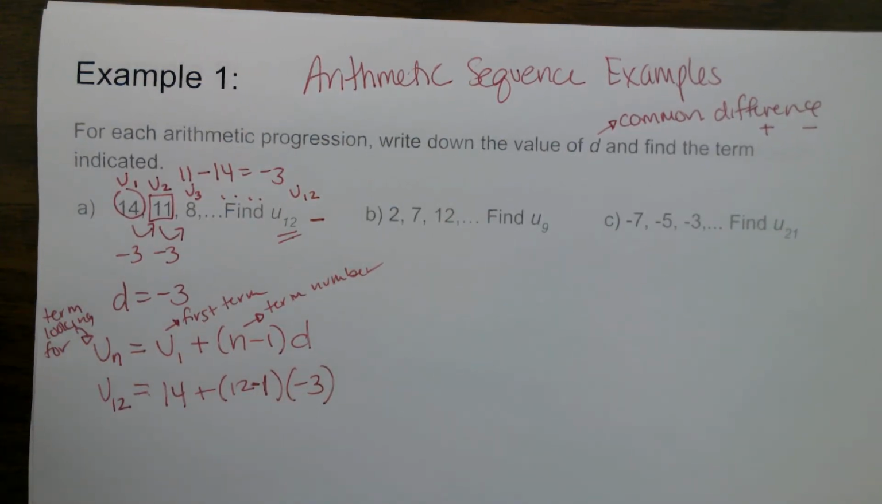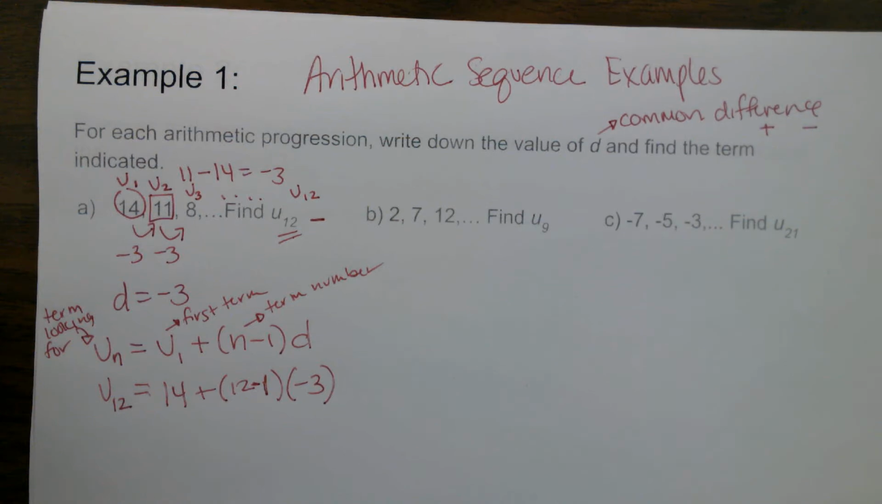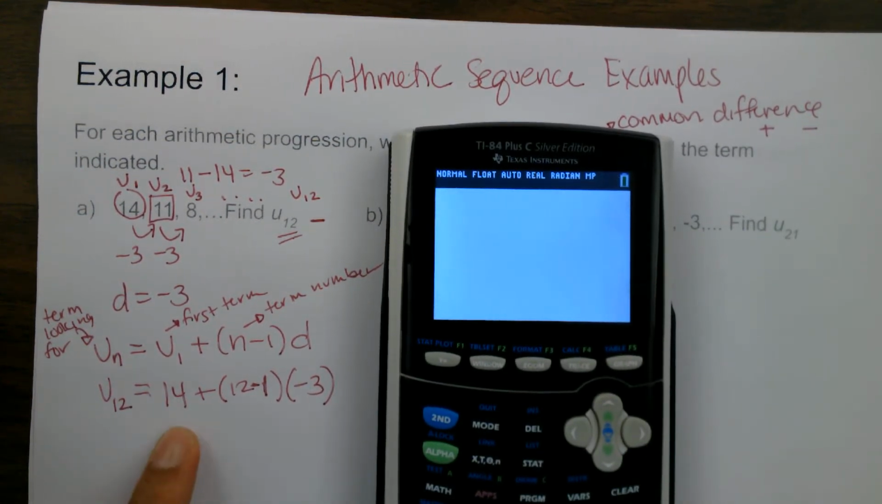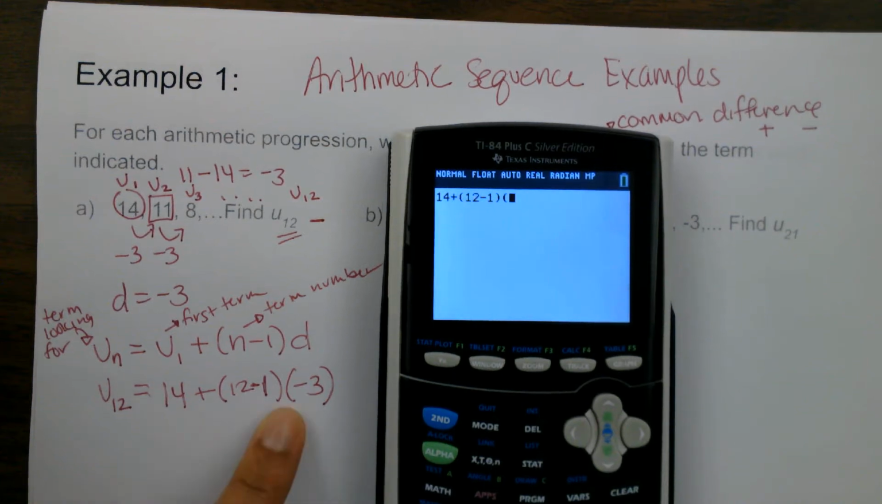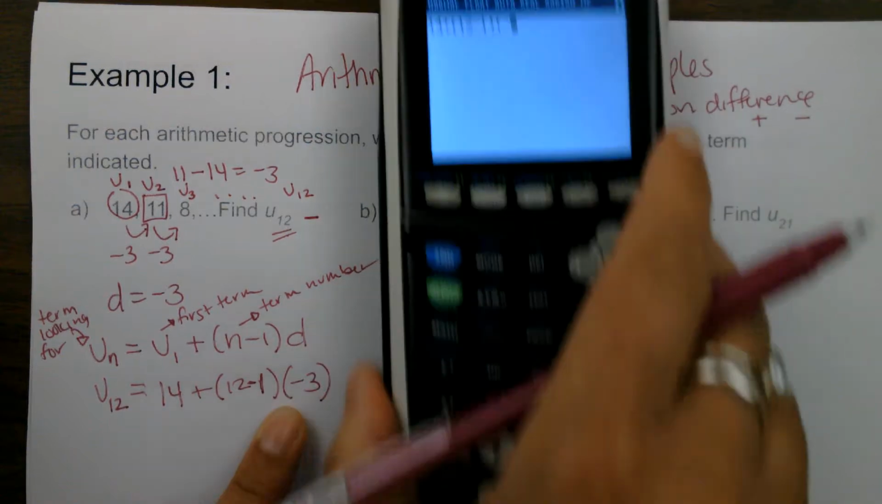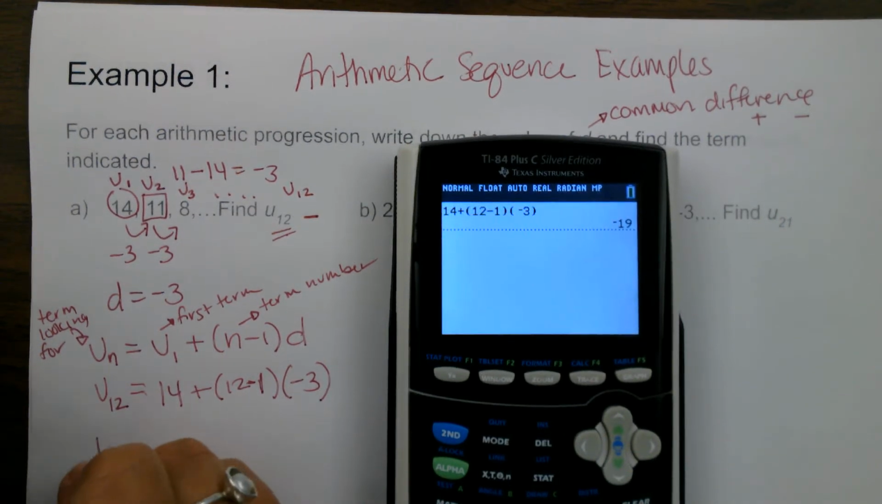Now in our calculator, we can substitute in this side. Be careful, we have parentheses here. Clear the calculator and put in 14 plus parentheses, 12 minus 1, close parentheses, open parentheses. Now this is a negative, so be careful because your negative key is down here. So we have negative 3, and then we push enter, and it's going to be negative 19. So u sub 12 equals negative 19.